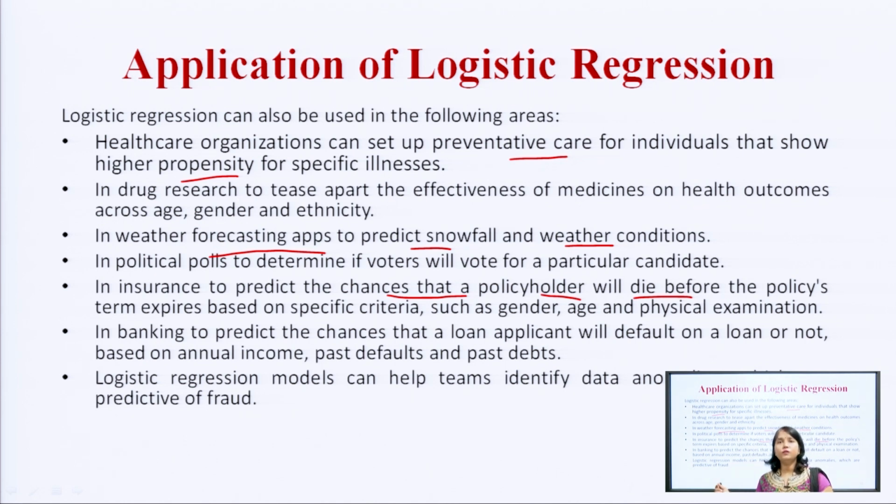A logistic regression model can also help identify data anomalies which are predictive of fraud. So these are some applications where you will use logistic regression. Basically, you apply logistic regression on categorical data. I hope you understand logistic regression, why it was introduced, and what the differences are between logistic regression and linear regression, isn't it?